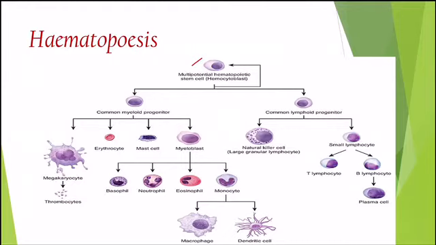The common myeloid progenitor produces megakaryocytes, erythroid cells, and the myeloid lineage, and the myeloid lineage again produces granulocytes and agranulocytes. The common lymphoid progenitor produces natural killer cells, which are also called large granular lymphocytes, and the small lymphocytes. The lymphocytes are of two types, T lymphocytes and B lymphocytes, and the B lymphocytes are transformed into plasma cells on contact with the antigen.